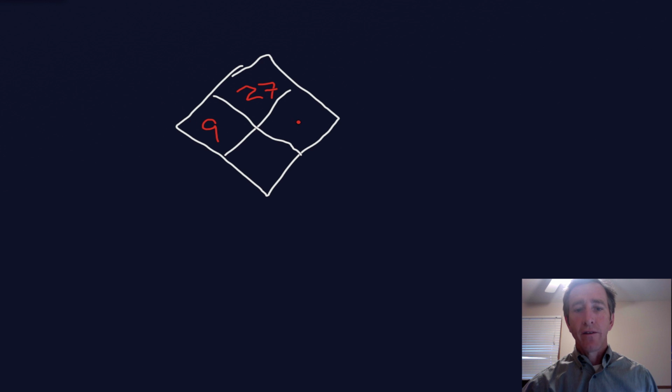Okay, now we're going to find the factor that when multiplied times 9 gives us 27. Then we'll add it and sum it to give us the sum. 3 times 9 is 27, 9 and 3 are 12.